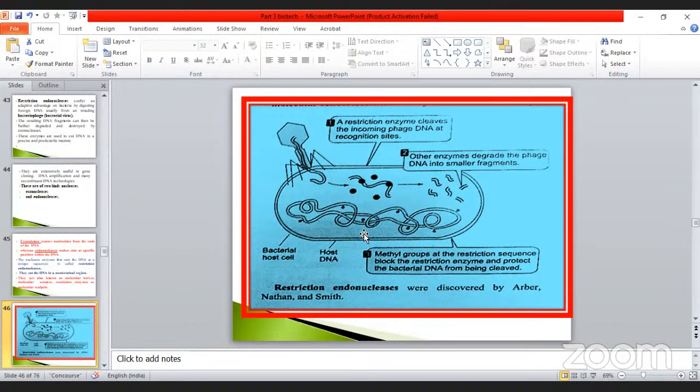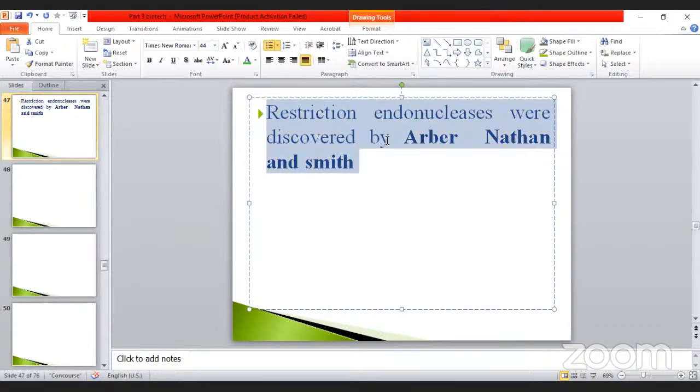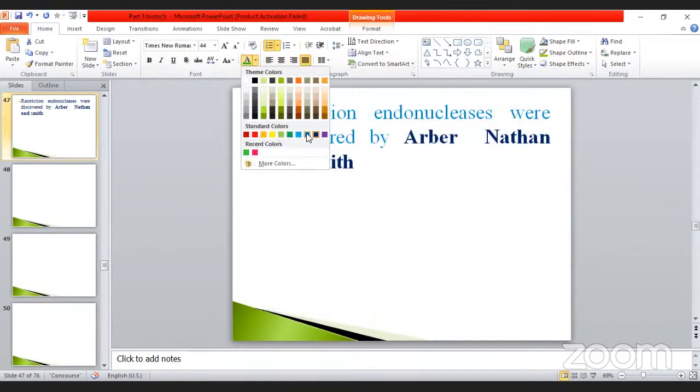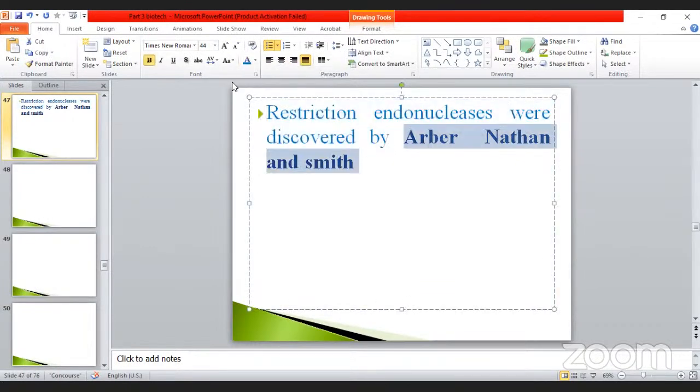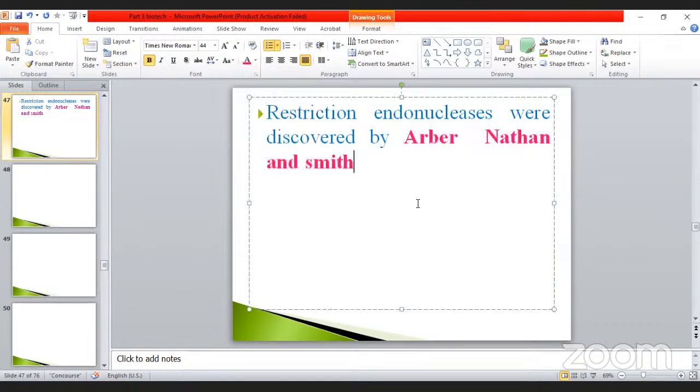And the last one: the restriction endonucleases were discovered by Harper, Norton, and Smith. Don't forget, my dear students, this is very, very important. The restriction endonucleases were discovered by Harper, Norton, and Smith. Don't forget, many times they have asked this question: who discovered this? The restriction endonuclease was discovered by the scientists called Harper, Norton, and Smith. That is very, very important.